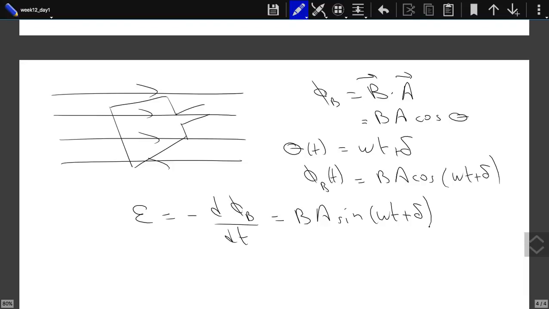EMF shouldn't there be an extra omega? True.